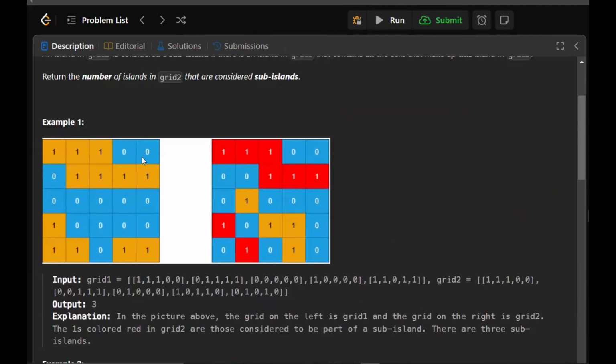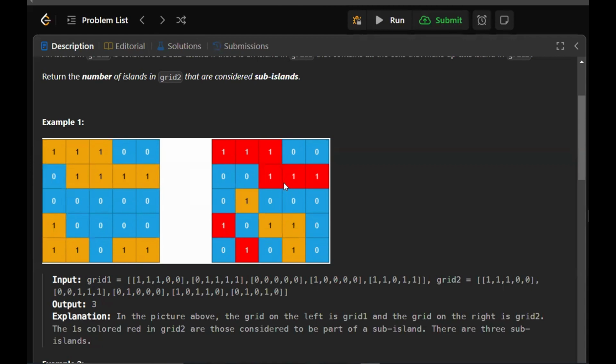In this problem, we are given two-dimensional grids, grid 1 and grid 2, including the values 0 and 1. Here, 0 represents water and 1 represents land. Now, in grid 2, we have to determine how many sub-islands we can get.